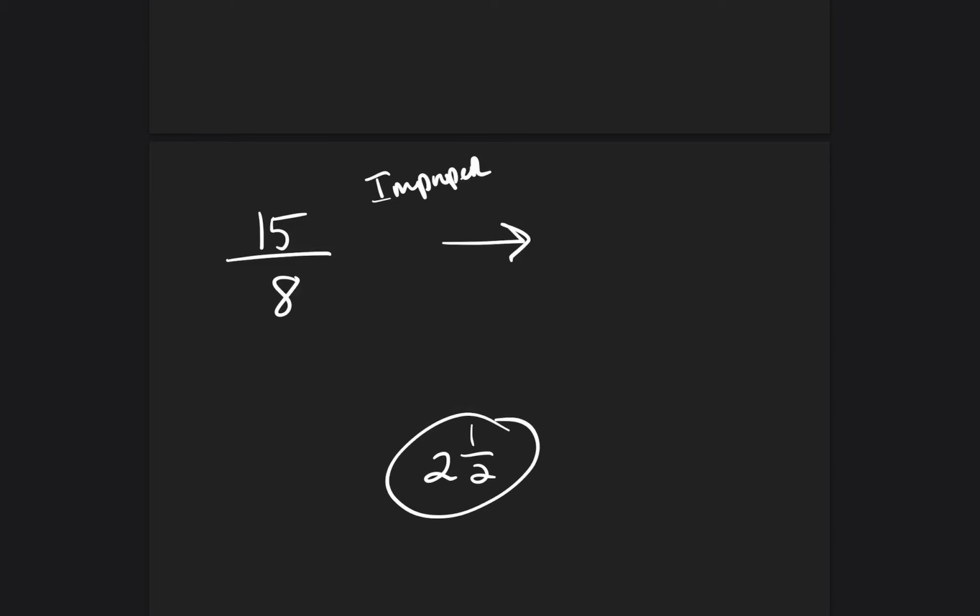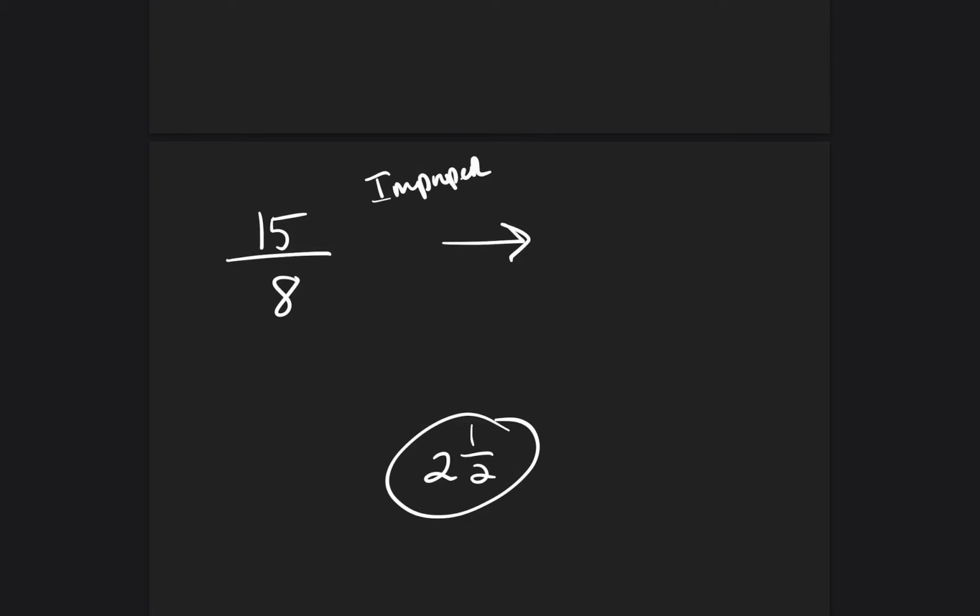So normally when we see a fraction, the top number or the numerator is usually smaller than the denominator. When it's an improper fraction, the numerator is larger than the denominator. In this case, 15 is larger than the 8, so it would be called an improper fraction. So we want to change an improper fraction to a mixed number. A mixed number is a number next to a fraction. So 2 and 1/2 would be a mixed number.